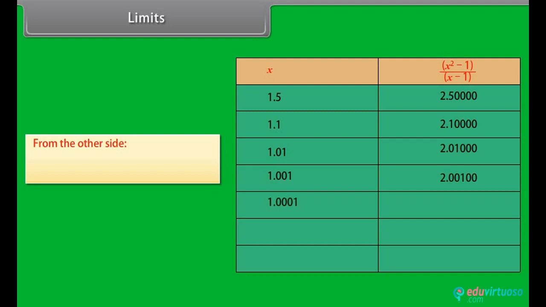For x is equal to 1.0001, the value of the function is 2.00010. For x is equal to 1.00001, the value of the function is 2.00001. Also heading for 2, so that's okay.